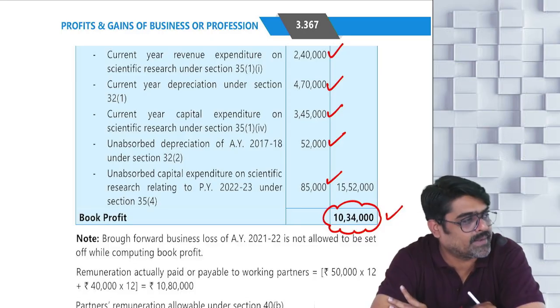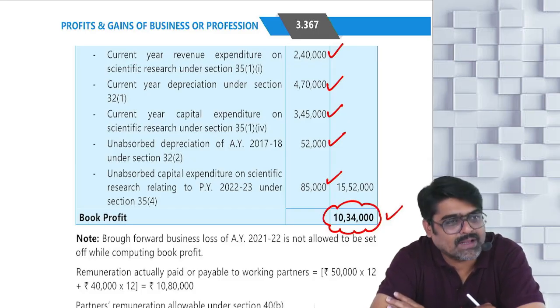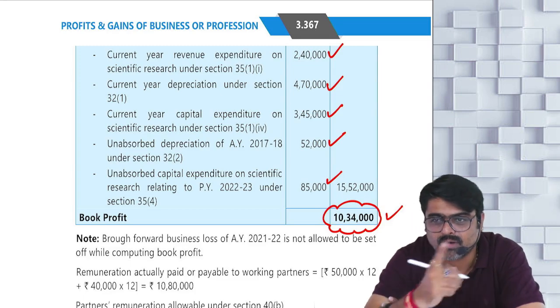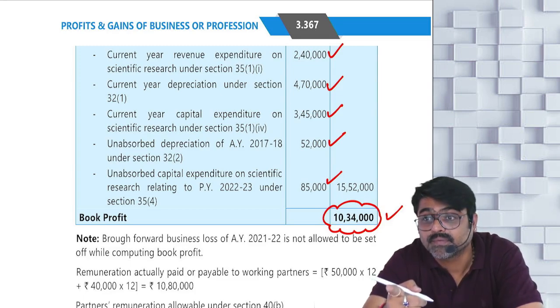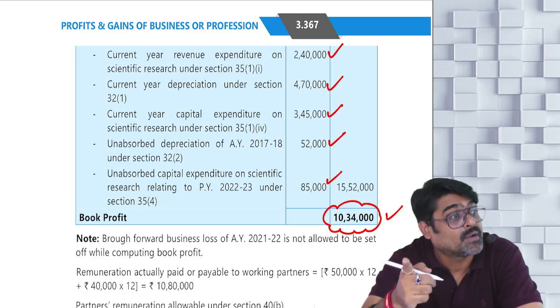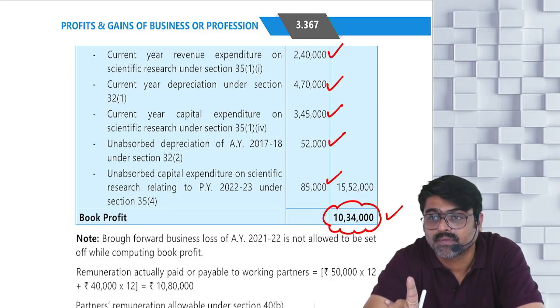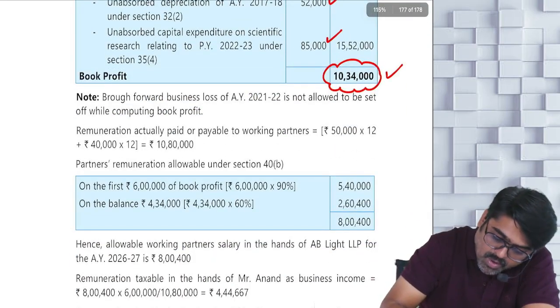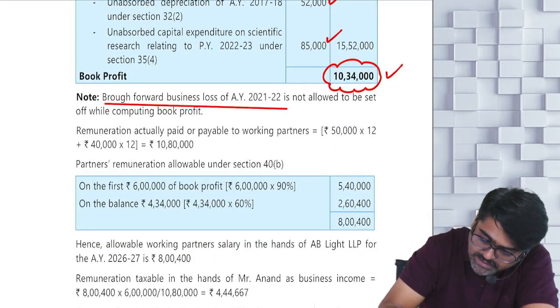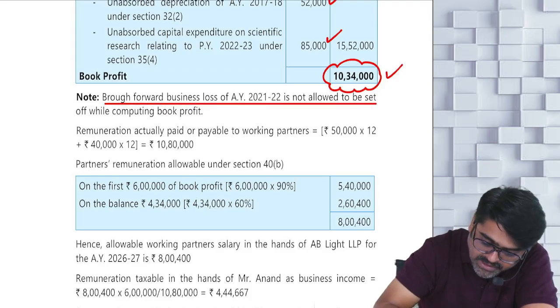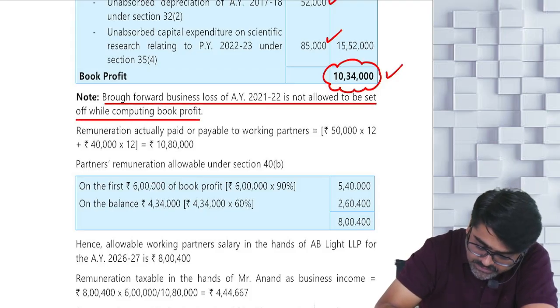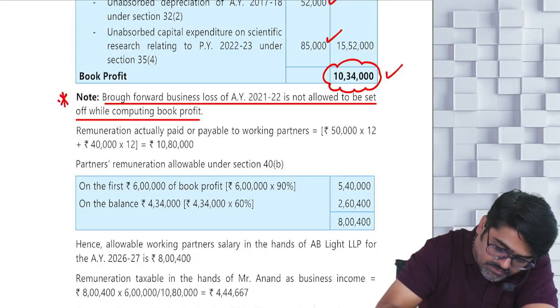Now one item is remaining in your table, in the question. Which item is remaining? Highlight that. While calculating the book profit, you are not going to adjust that business loss of earlier years. Yes or no? So note, brought forward business loss of any earlier years is not allowed to be set off while calculating the book profit. Very, very important thing.